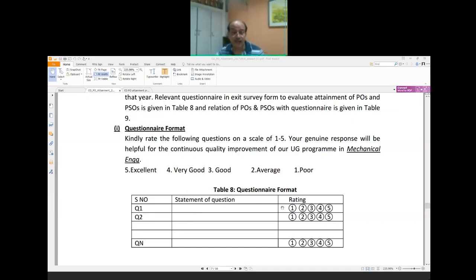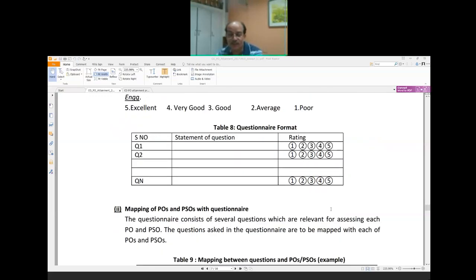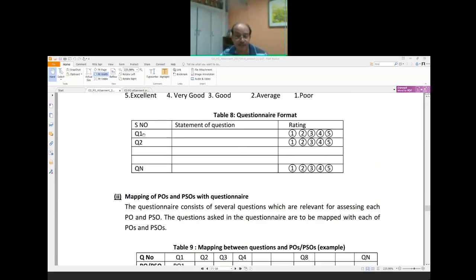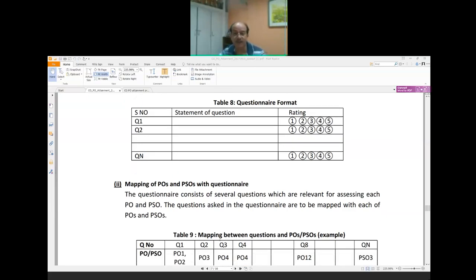And we defined it as a scale of 5. 5 is excellent, then very good, good, average, and poor. I define the statements. Let's say I define n questions. These are the questions, and one has to give the rating corresponding to each question. This is what we call the questionnaire.